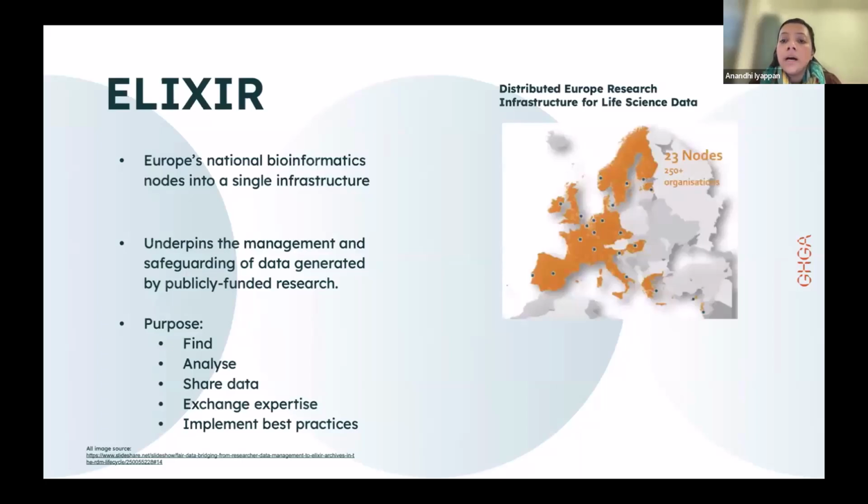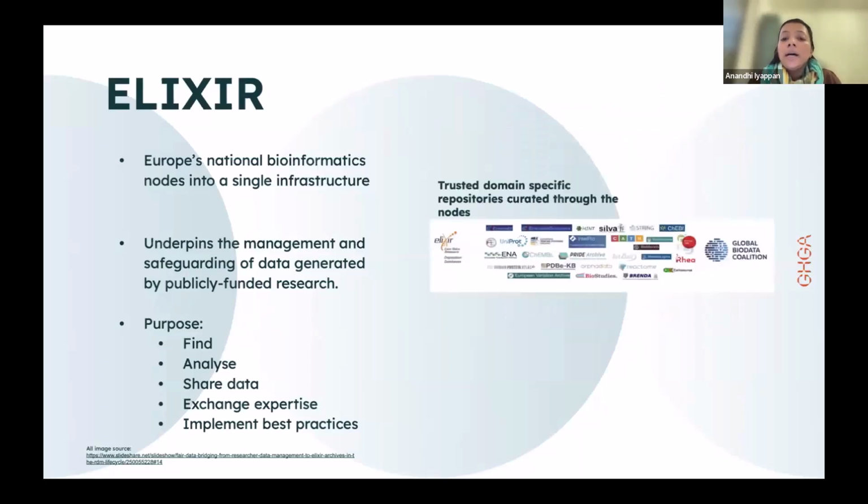Elixir is also not just functioning in one particular location. It is a distributed European research infrastructure. It consists of about 23 nodes and over 250 organizations across different countries within Europe. They have also developed a very strong, trustable domain where repositories are created in such a way that they can be curated through the nodes. Many such data portals and data repositories are working in tandem with Elixir, promoting global research and making sure that researchers from different countries benefit from the services provided by Elixir.